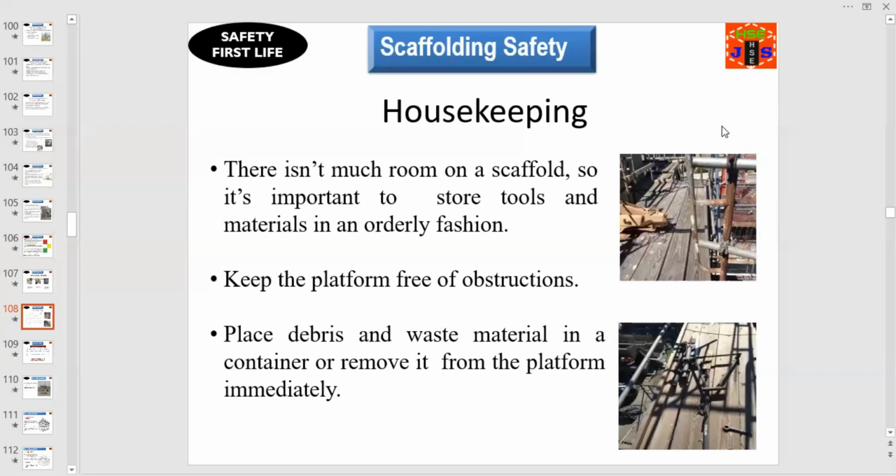Dear friends and colleagues, we have discussed different potential hazards. Those were related to scaffolding, and we also highlighted how to protect workers from these potential hazards. In the upcoming video, you will learn about the different types of scaffolding, their configuration, and technical information in detail.